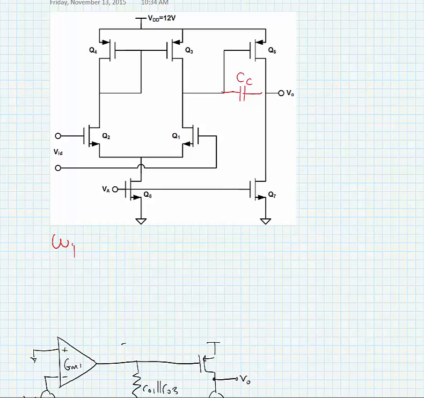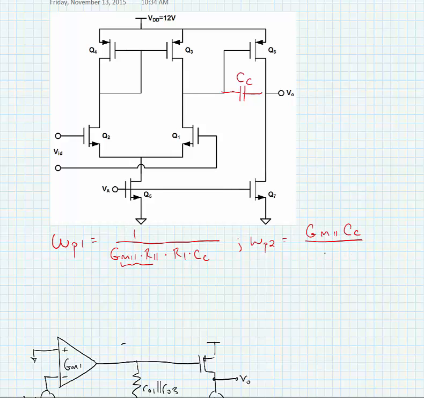So the first thing we saw was that we had a dominant pole whose frequency was given by the following. And what we see here is that we basically have the gain of the second stage multiplied by the resistance from the first stage times the compensation capacitance. We had a second pole that was given by the following.